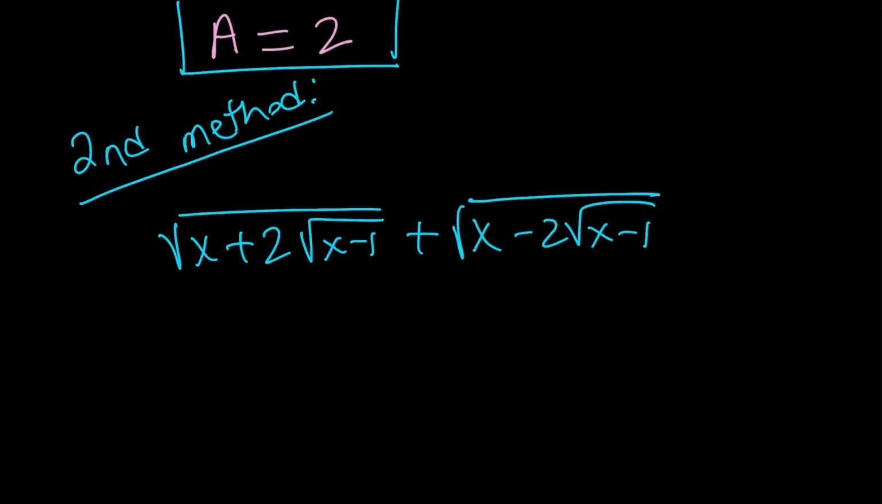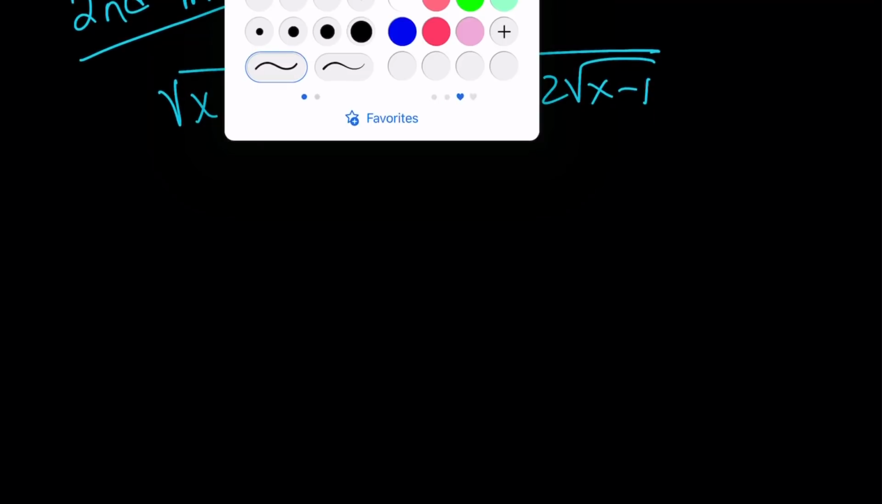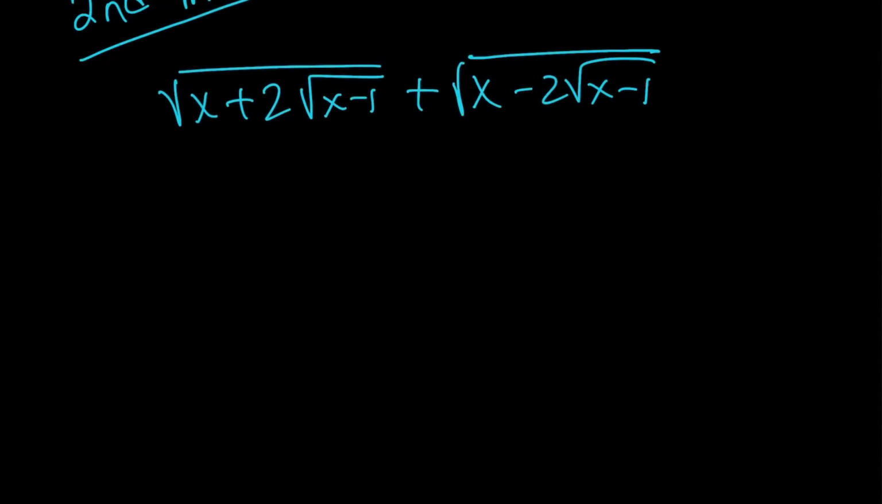And now let's deal with each term separately. Now we're going to use a really nice trick here, and this is a trick that's often used, but it's sometimes hard to see. But the presence of square root of x minus 1 being multiplied by 2 should kind of give you a clue.